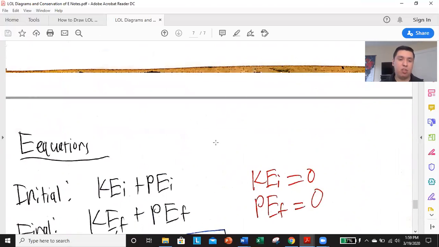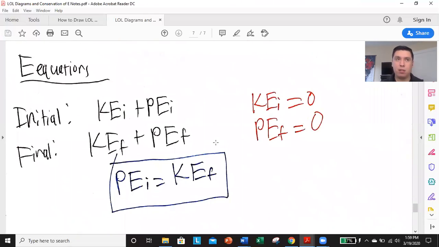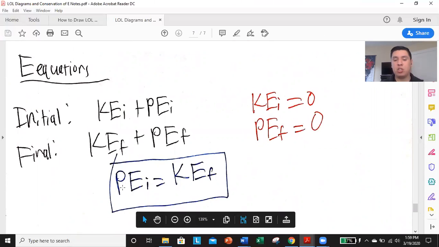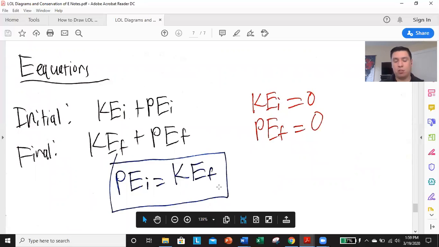In this case, I gave you the total amounts, and also during the assignment, I'll give you the total amounts. But later next week, I'm going to make you solve for potential energy and kinetic energy with the LOL diagrams. So you're going to have to do this equation while also solving for KE and PE, because the velocity might change or the height might change.